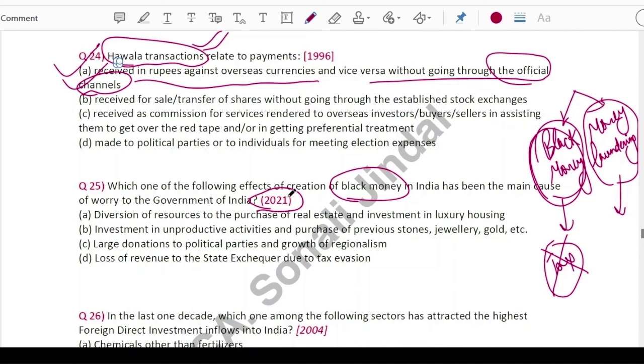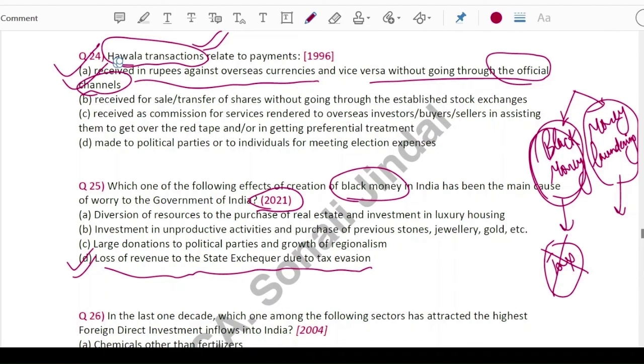Which one of the following affects the creation of black money in India and has been the cause of worry to the government of India? For question 25, answer is D. That is loss of revenue to the state exchequer due to tax evasion. Now, if you read the first statement, here, diversion of resources to the purchase of real estate and investment in luxury housing. Here, although black money is used to buy real estate, it is not the direct meaning of black money. Rather, statement D directly relates to black money.